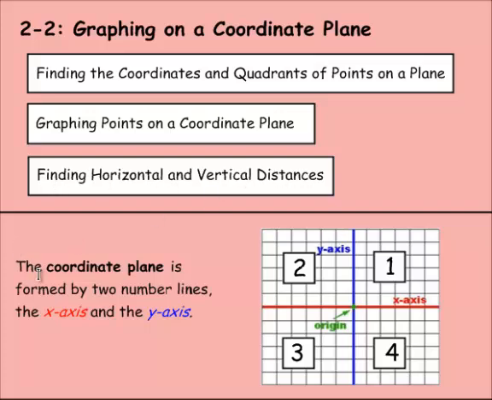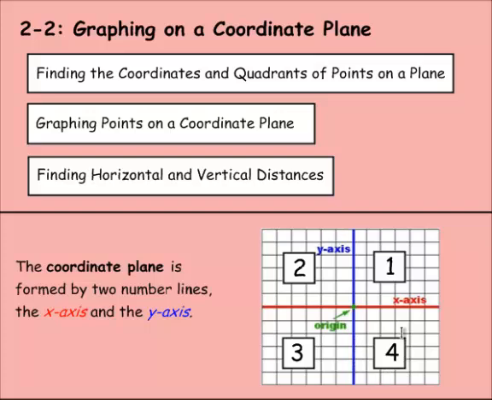So that we're on the same page, the coordinate plane is formed by two number lines, the x-axis and the y-axis. So we see this x number line. It counts 1, 2, 3, 4 going left and right, and then -1, -2, -3. And then the y-axis goes up and down. So it counts 1, 2, 3, 4 going up, -1, -2, -3, -4 going down.